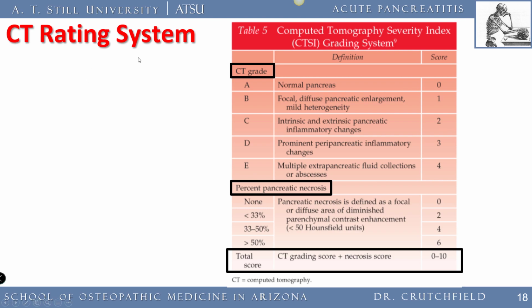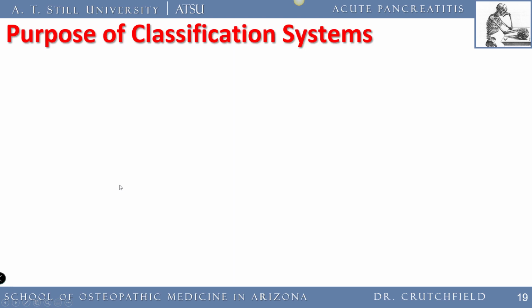There is a CT rating system where you can tell just based on how the pancreas looks on CT scan, how we would grade it. Grade A through E, and of course we would score it over here, how much pancreatic necrosis you'd have. And then so you have the CT grading score, this right here, plus the score of necrosis. And it gives you a 0 to 10. If you were to go back and look at some of those images that the gentleman from Cleveland Clinic just showed us, you'd get a good idea of how bad some of those pancreatic necrosis collections really are.